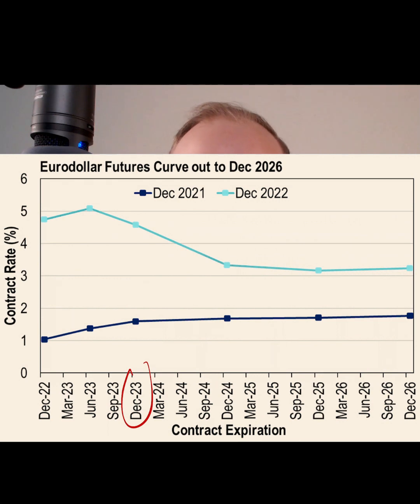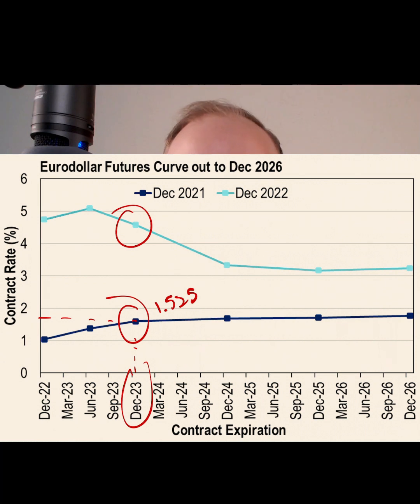In December of 2021, the rate for the December 2023 contract was 1.525%. So that means if we're a financial institution and we know that we're going to need to borrow or lend at LIBOR in December 2023, the rate that we could lock in at that time was 1.525%. A year later, the rate on the December 2023 contract is 4.595%. So that means if we know we're going to need to borrow or lend at LIBOR in December 2023, the rate that we can lock in now is 4.595%.